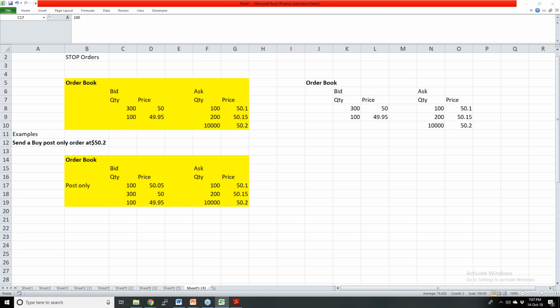How come post only order is allowed? Because they're creating liquidity. They're creating liquidity, so that is why they are allowed. How is it different from a limit order? A limit buy order at 50.2 would have gotten traded at 50.1. But because it's a post only order, it doesn't get immediately filled. It sort of slides down.